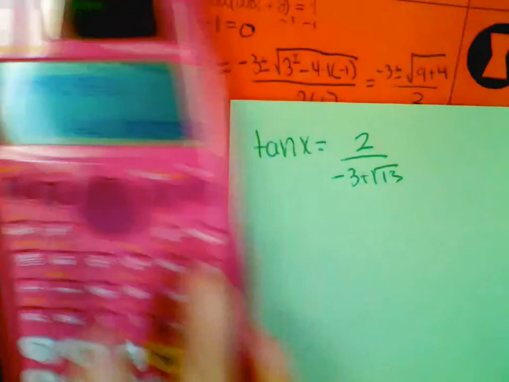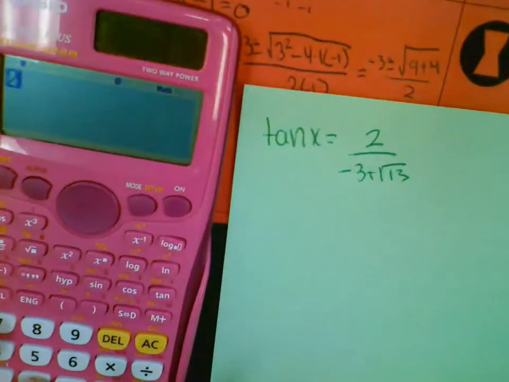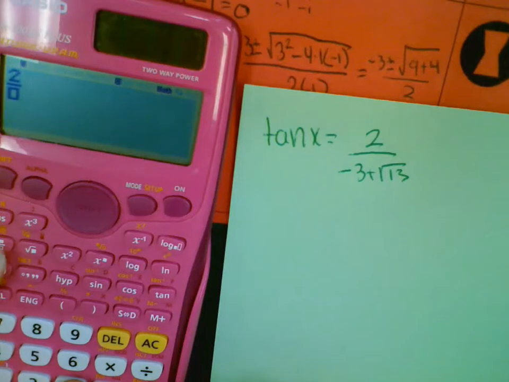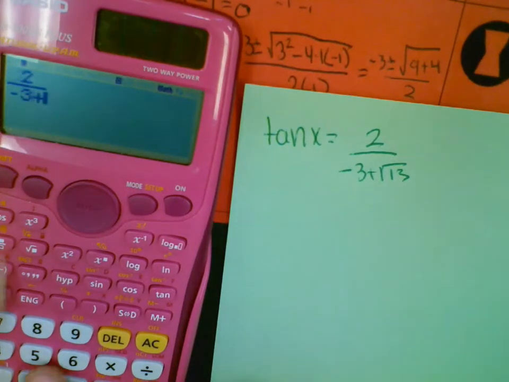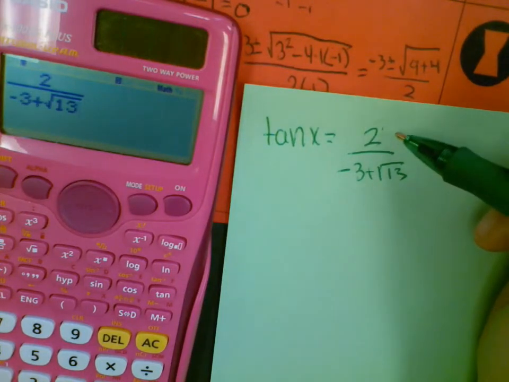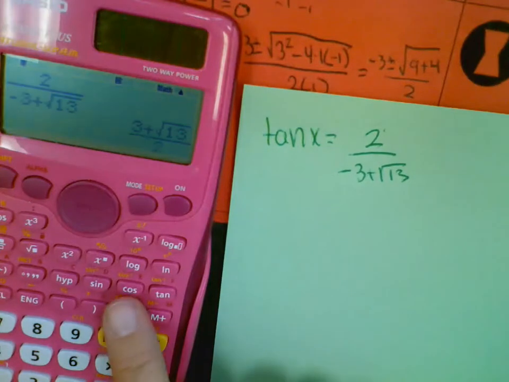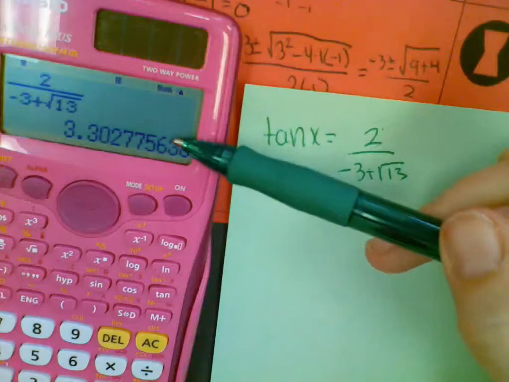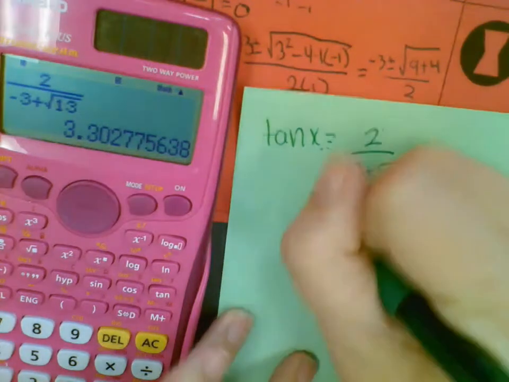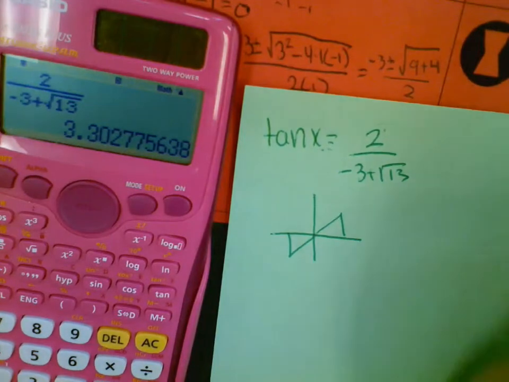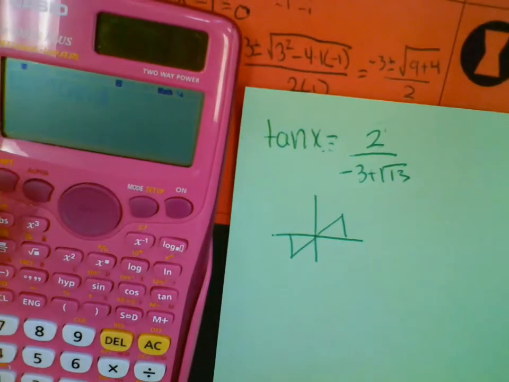So let's type in 2 over negative 3 plus the square root of 13. We need to determine if this is going to be positive or negative, because that tells us where tangent is supposed to be, what quadrants. I got that this is equal to a positive 3.3. So that means I know that this is in quadrants 1 and 3. Okay, so now I'm going to do the tangent inverse of that.